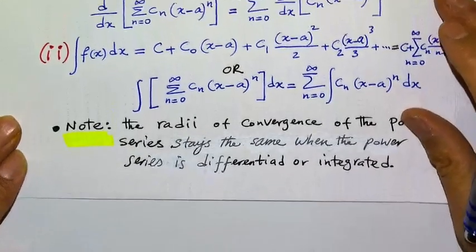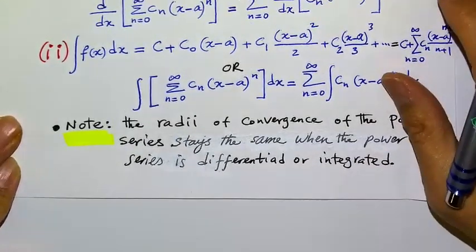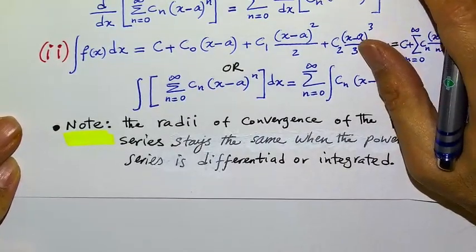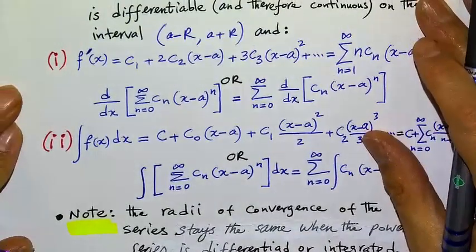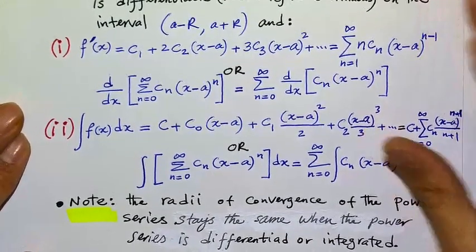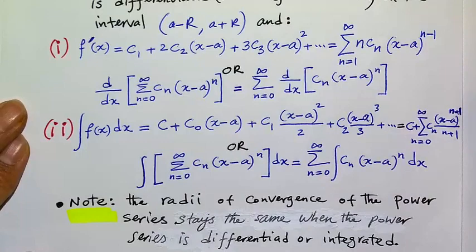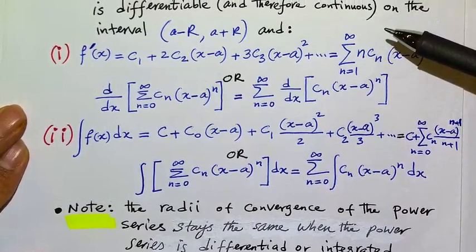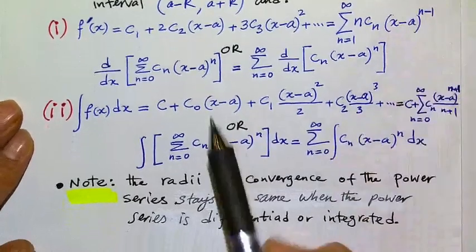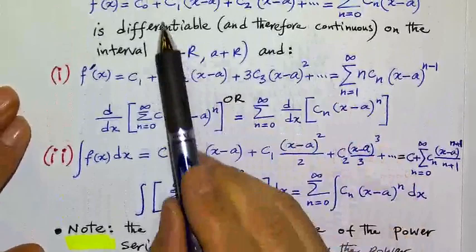That's one thing you should remember. The radius of convergence doesn't change through differentiation and integration. It makes things a lot easier. The other thing you should know is that when you are differentiating or integrating a power series, you're doing it term by term. This is pretty much what this is saying.